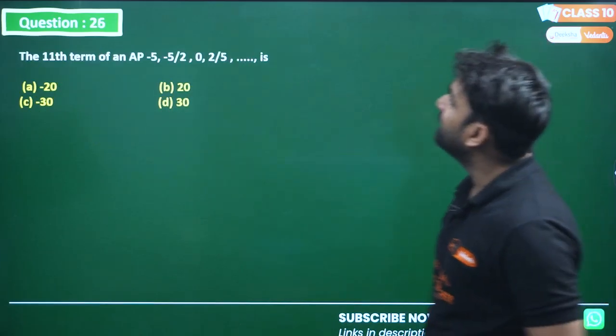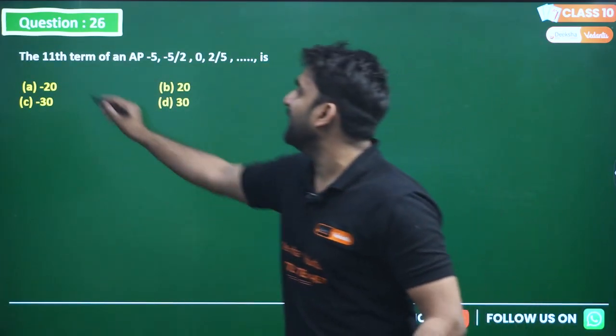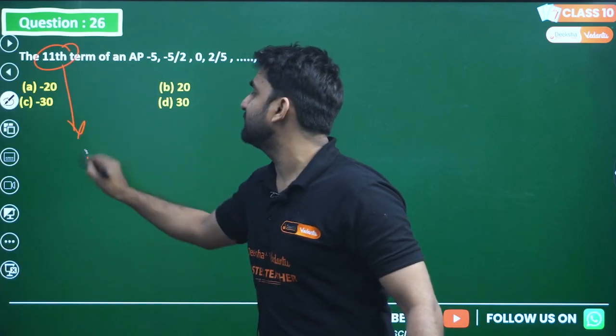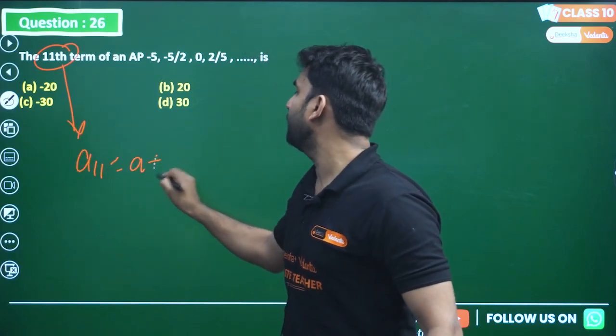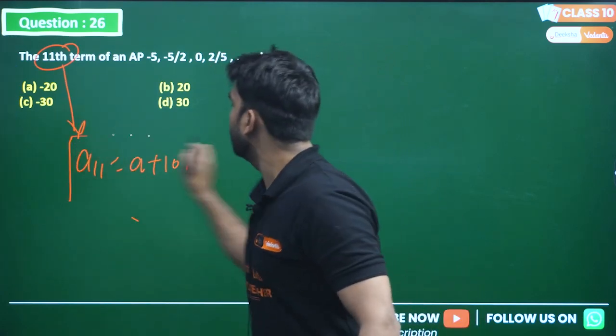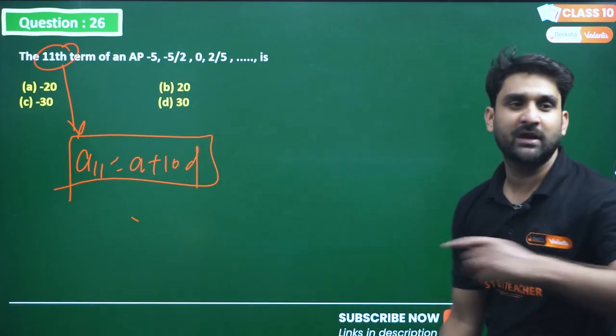Now the 11th term of this AP will be what? Come on, my dear, we are asking about the 11th term. So for the 11th term, we can use the formula A plus 10D. And now by putting the value of A and D, we can get the result.